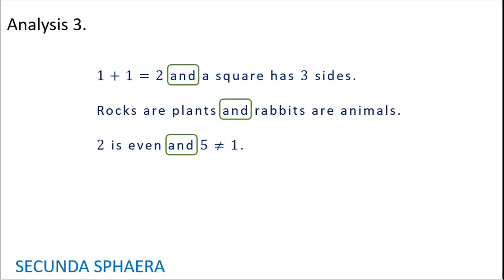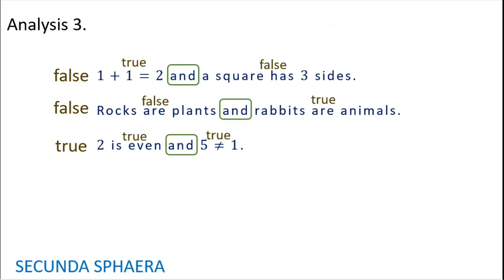Also, speaking about intuition, it can be said that the first 2 sentences are false and the last one is true. What is the analysis behind it? Even though 1 plus 1 equals 2 is true, and even though rabbits are animals is true, a square does not have 3 sides and rocks are not plants. So those are false. And just because those are false, we say that the entire sentence that connects 2 other sentences where 1 is false is going to be false. Nevertheless, if the 2 things are true, as in the last example, 2 is even is true and 5 different than 1 is true, that gives an entire sentence that is true. That is important to keep in mind.